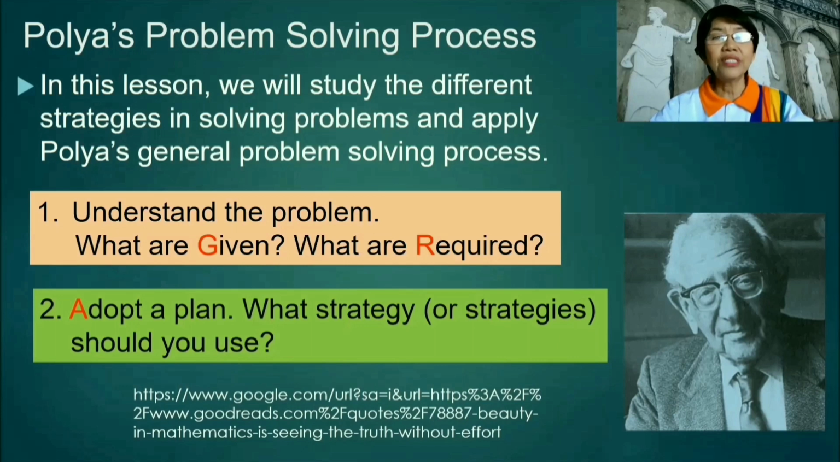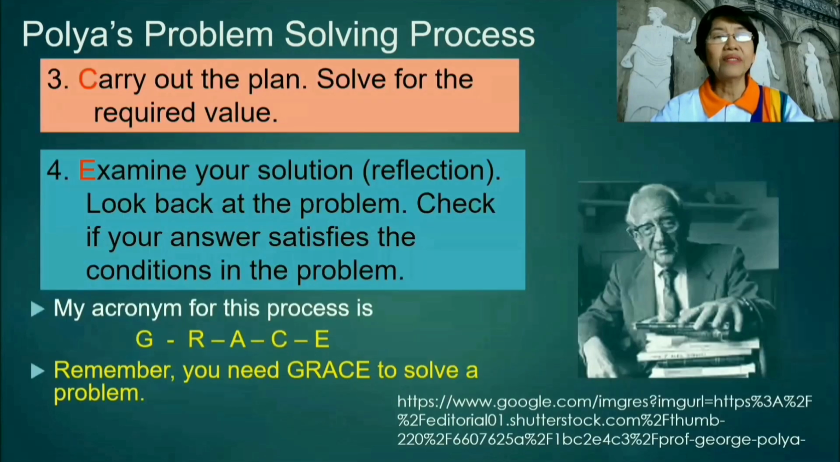First, understand the problem. What are given and what are required? Second, adopt a plan. What strategy or strategies should you use? Third, carry out the plan. Solve the required value. And then, number 4, examine your solution or reflection. Look back at the problem and check if your answer satisfies the conditions in the problem.